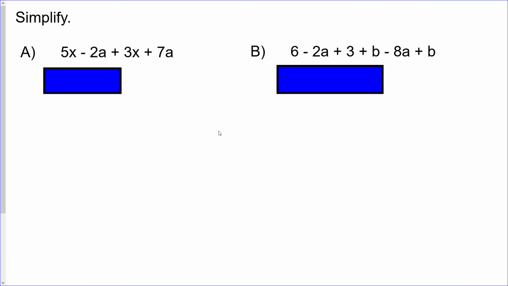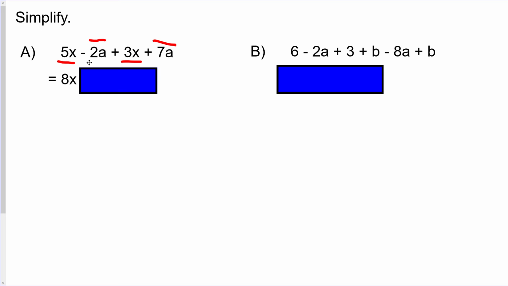Now, one last slide here. I would like you to pause the video and try these out on your own. Okay, I will assume you did that. And I'll use my pen tool here just to highlight some of the like terms. So 5x and 3x are like terms. 2a and 7a are like terms as well. So when you're doing them, you should do the 5x plus 3x, which equals 8x.